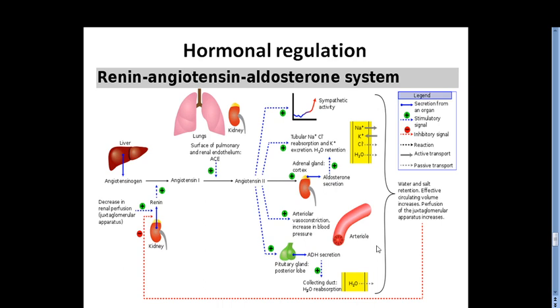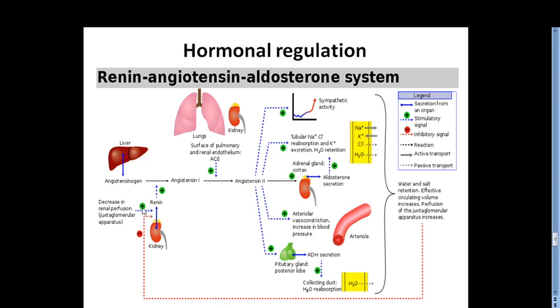And the last one is hormonal regulation. As we know, there is the renin-angiotensin-aldosterone system. Suppose we take a situation where there is a decrease in renal perfusion. Why is there a decrease in renal perfusion? Because of a decrease in arterial blood pressure. That may be because of hypovolemia. The cause of hypovolemia may be pathological conditions like vomiting, diarrhea, severe dehydration, or blood loss. There may be various causes.